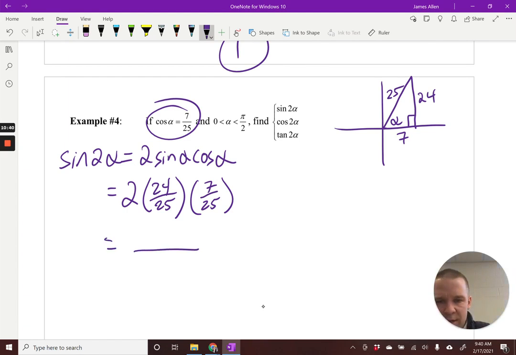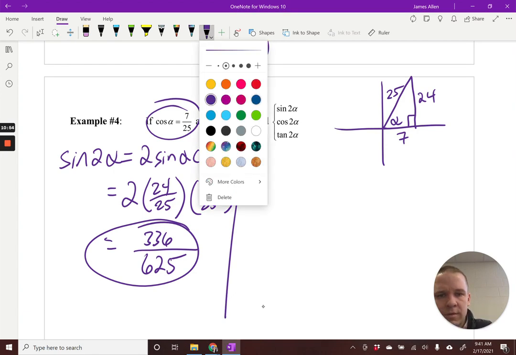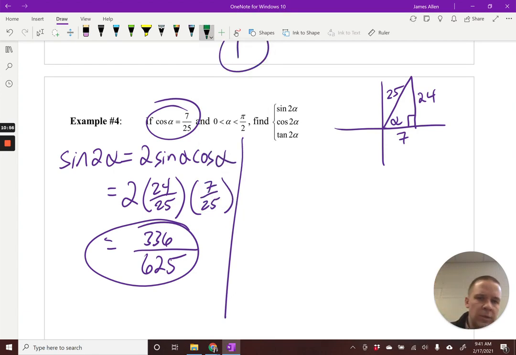Now that denominator is 625, but that numerator gets a little bit fishy over here. 336, got my cheat sheet where I already wrote it all down. Nice. Done. New color. We'll go with green. Okay.